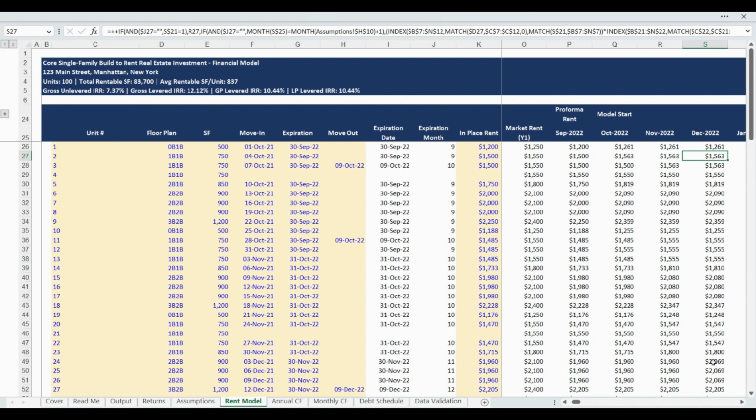The third and final logic component is to check if the unit is occupied and not turning over in the current month. If this logic check is true and the unit continues to be occupied mid-lease, the current rental rate is continued and carried through the monthly forecast period.